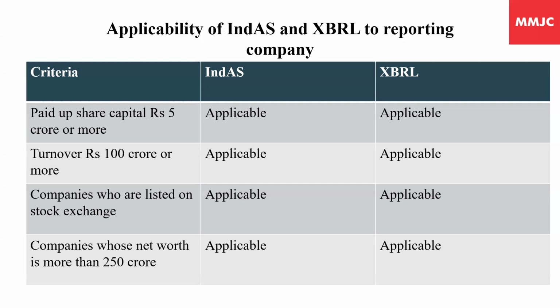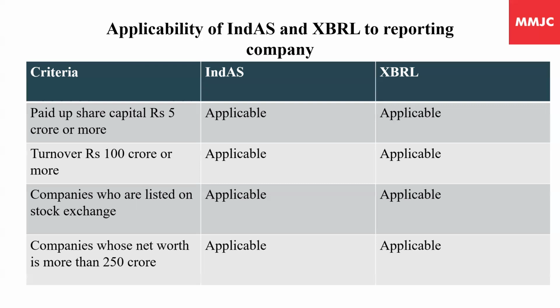But what about the requirement of reporting in these formats, its applicability to holding, subsidiary and associate companies? I mean, if XBRL or Ind AS is applicable to a reporting company, then will it be applicable to its holding company, subsidiary, and associate as well? XBRL rules are different. If XBRL reporting is applicable to a reporting company, it will be applicable to its subsidiary as well, but it will not be applicable to the associate or holding company of the reporting company.